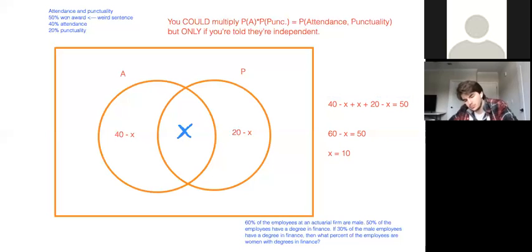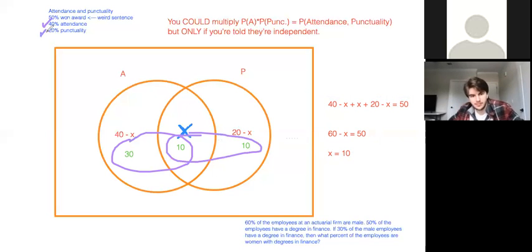It always helps to plug these back in to make sure everything checks out. So if we do indeed get X equals 10, we put that there, we get 10 here, and we get 30 here. Does everything check out? What is the sum of the values here? 40. That checks off the attendance part. And the sum of the values here is 20. So that checks off the punctuality value as well.